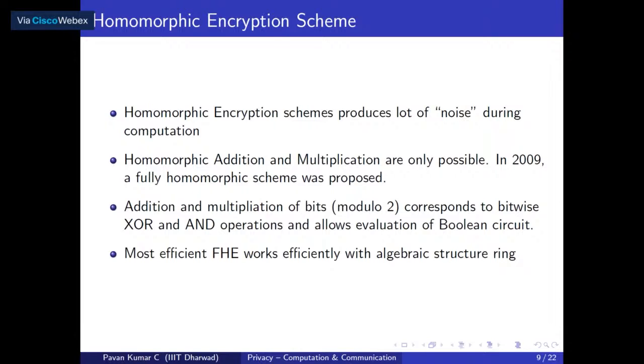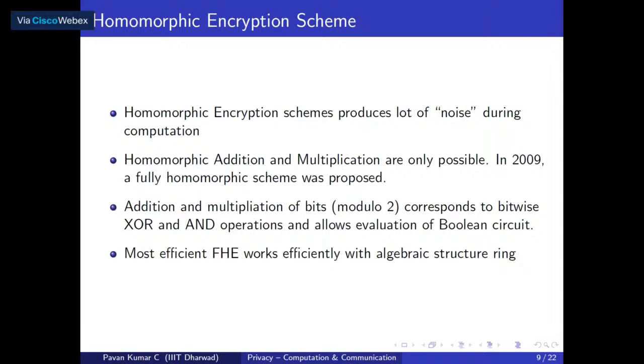And also, in the year 2009, the fully homomorphic encryption scheme was proposed as a cryptographic flavor of it, and it has a lot of applications in the present-day world, where privacy and privacy preserving computation matter a lot. Now, this addition and multiplication of bits corresponds to bitwise XOR and AND operations, and it allows the evaluation of Boolean circuits.